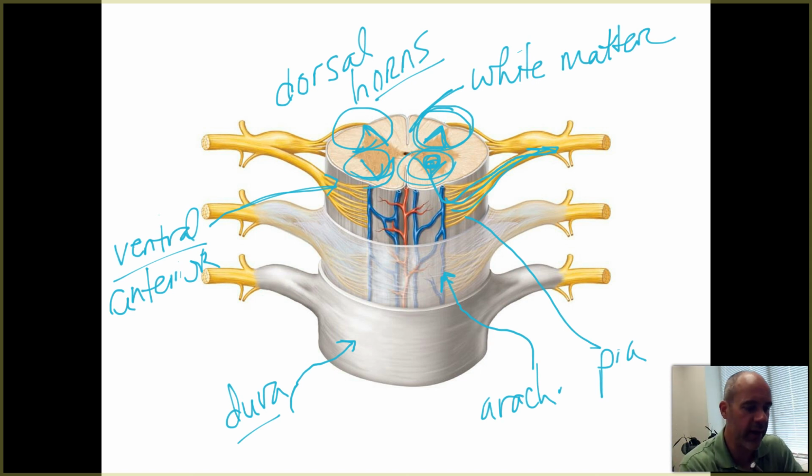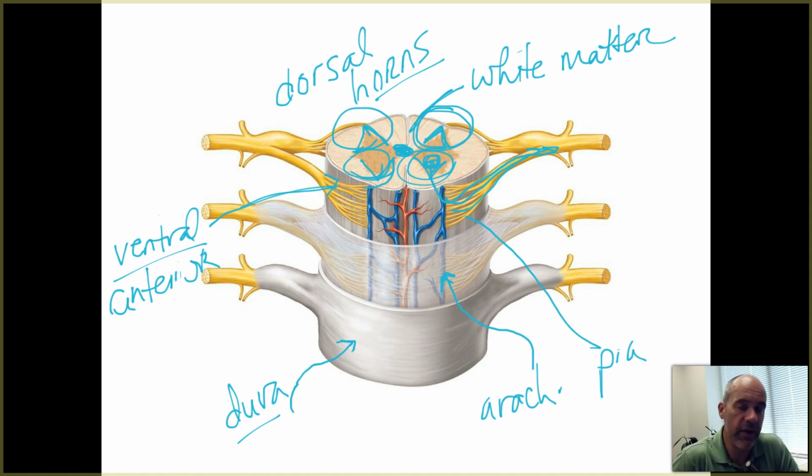Oh, also the central canal of the spinal cord. This little pinprick right in the center of the spinal cord, that's representing the central canal. You actually have a tunnel or a canal that runs all the way up and down the center of the spinal cord, and that is filled with cerebrospinal fluid.